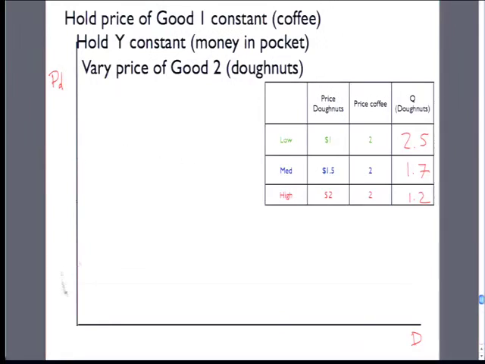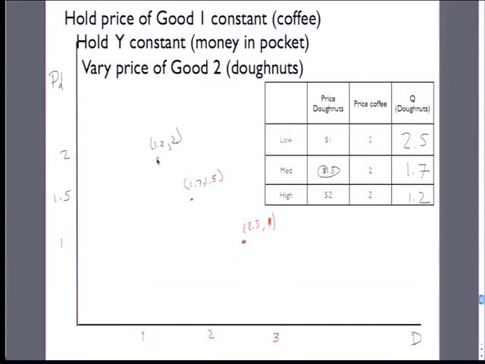When the price of donuts is $2, we can eat 1.2 donuts. So we have a point there. Then when the price is $1.50, we are going to consume 1.7 donuts. We're mapping out the data that we got. And at $1, we are going to consume 2.5 donuts. So, 1 donut, 2 donuts, 3 donuts. Okay, so here we're going to consume 2.5 at the price of $1.